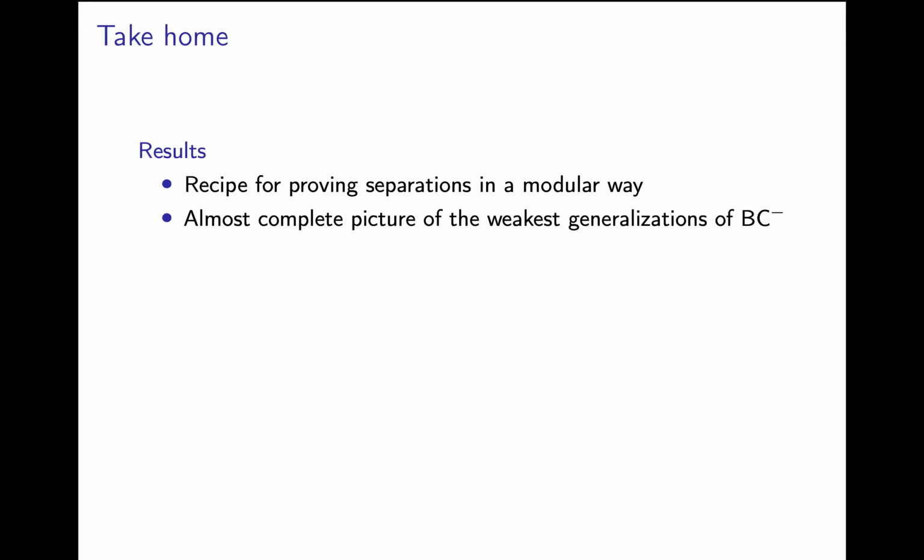We are at the end. Thanks for making it this far, and let's conclude with some take-home messages. So what we did is give a recipe for proving separations between those unusual proof systems in quite a modular way. And by repeatedly using that recipe, we were able to give an almost complete picture of the weakest generalizations of this BC minus system.